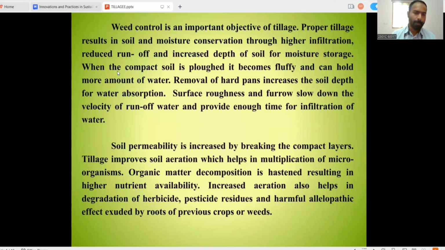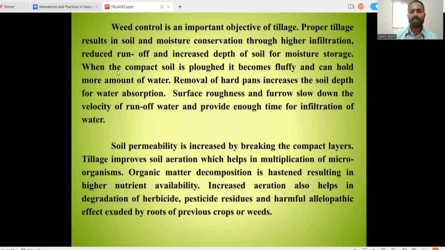Okay. Then soil permeability is increased by breaking the compact layer. What happened? Soil permeability is increased by breaking the compact layer. Compact layer means what? There is a layer on your soil which is hardened. Due to that, your infiltration and aeration will not be allowed. Means what? It will not allow any movement of soil or water into your soil.